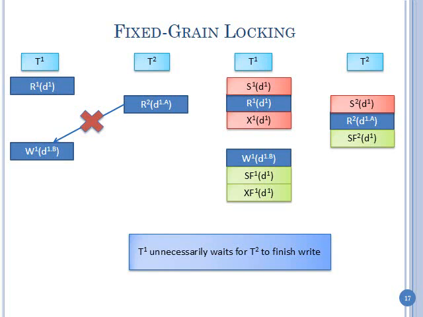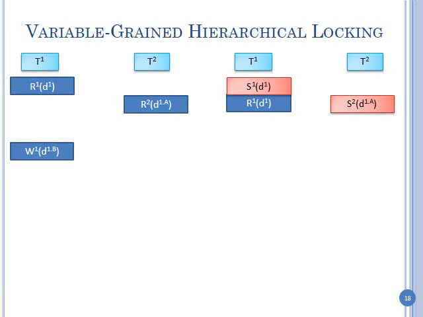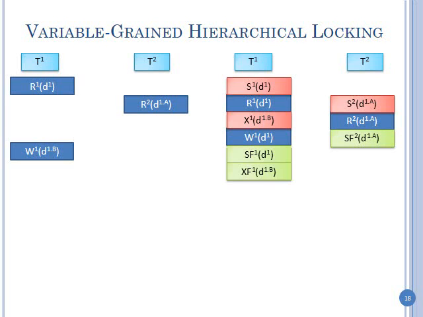What we want is variable grain locking, where this guy asks for a shared lock on the whole item D1, reads it. This guy asks for a lock on 1.A, gets it. This guy asks for a lock on 1.B and gets it. Right? This guy frees it, and life is good. Okay, so this is variable grain locking working.